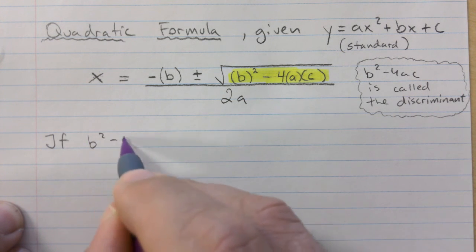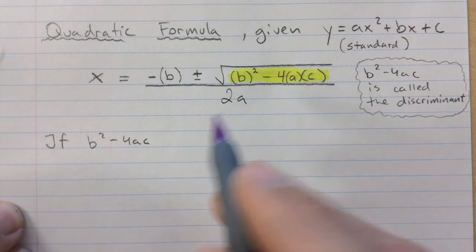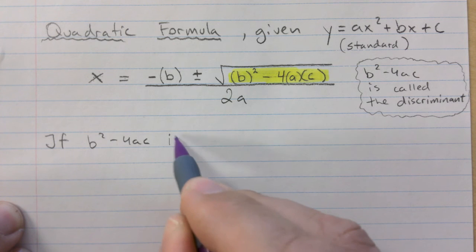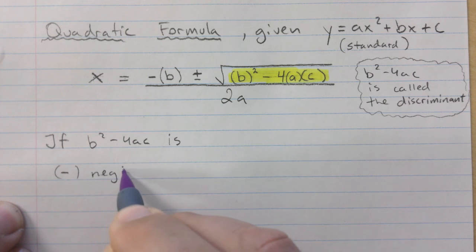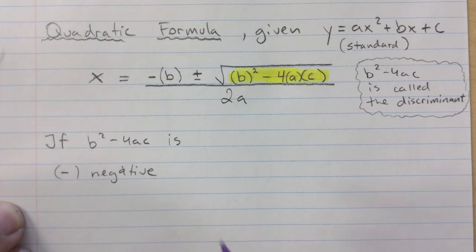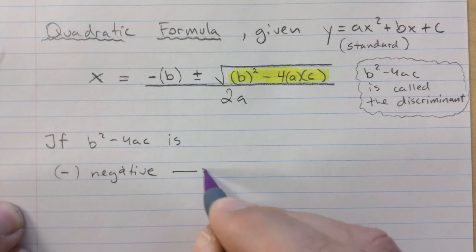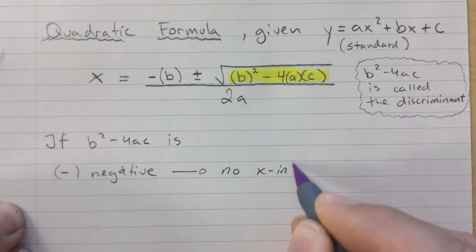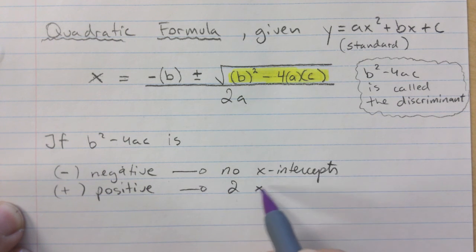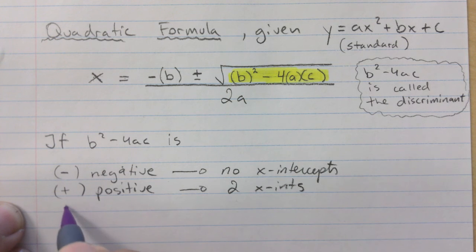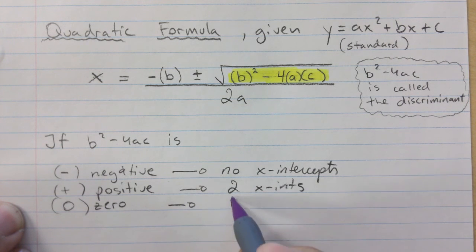If b squared minus 4ac, so whatever is inside, we call it the discriminant, is negative, that means no x-intercepts. If it's positive, 2 x-intercepts. If it's 0, 1 x-intercept.